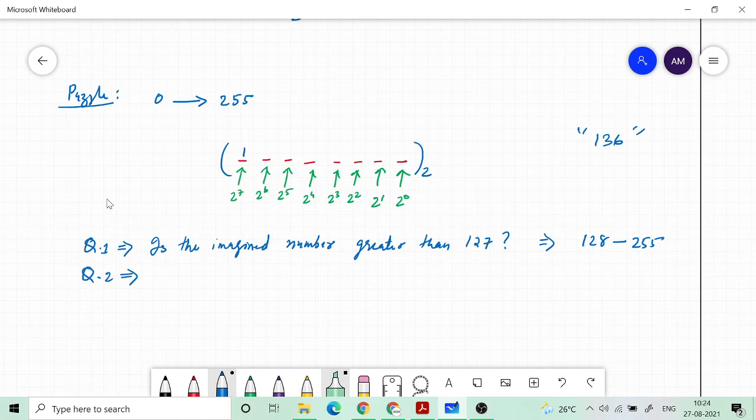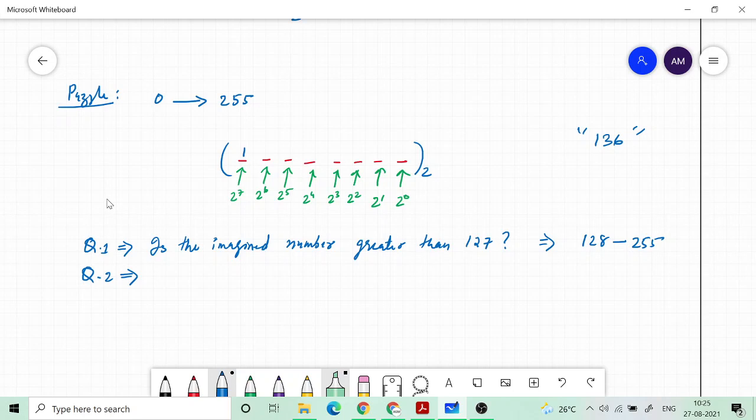Are you getting my point? Are you able to understand the question? Okay. Yes, sir. Will you please repeat the question, sir? From question 1, sir. Okay. I am figuring out what will be the binary representation. The first bit corresponds to the 2 raised to 7 place value. I want to know whether this bit is 0 or 1. In order to find that out, what I am asking is: is the imagined number greater than 127?